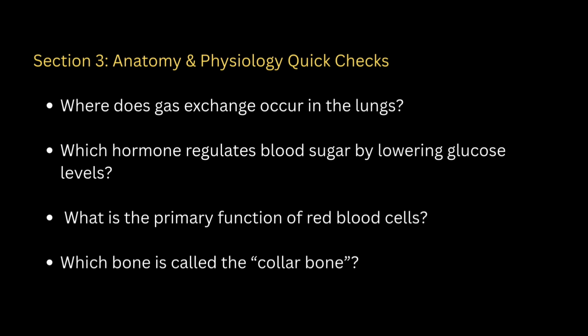The next question which was asked was, where does gas exchange occur in the lungs? Which hormone regulates blood sugar by lowering glucose level? What is the primary function of red blood cells? Which bone is called the collar bone? So these are the anatomy and physiology questions which were asked during the interview.